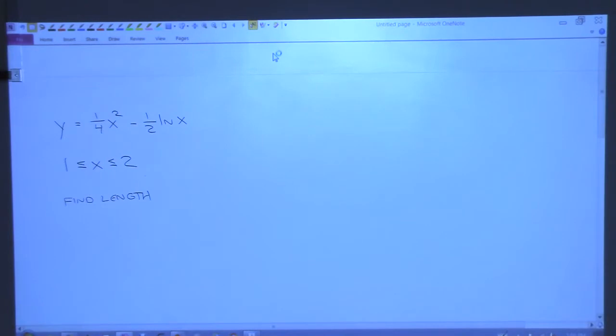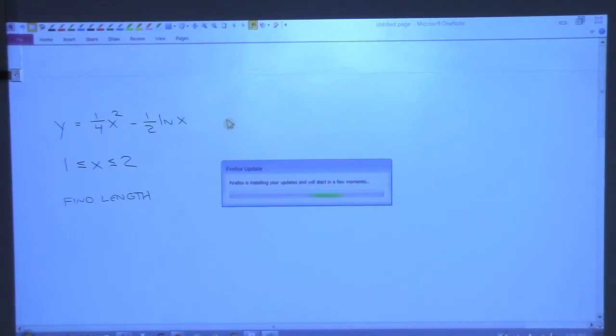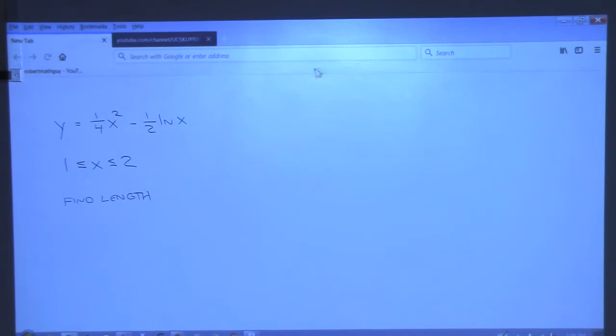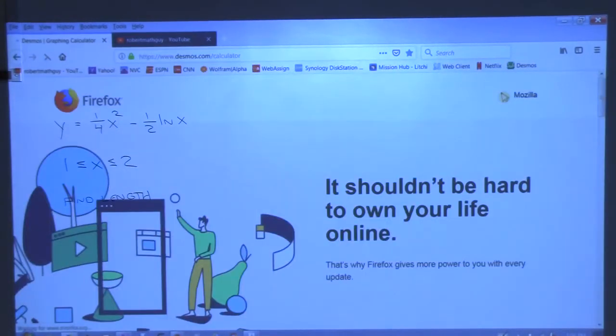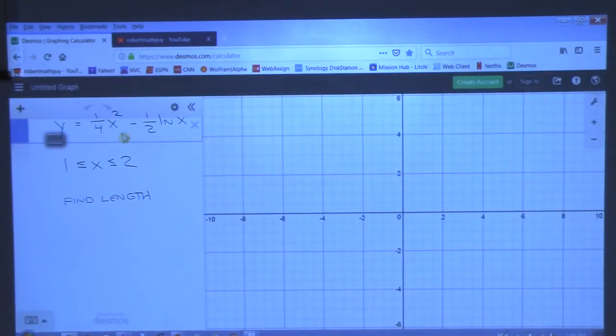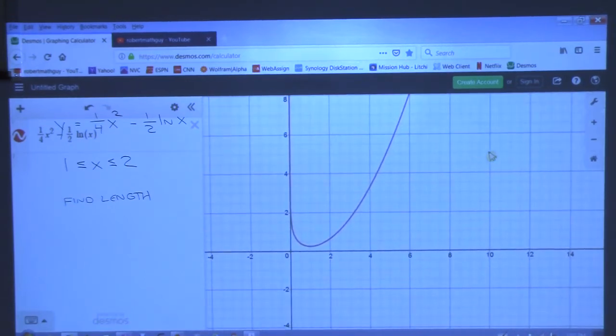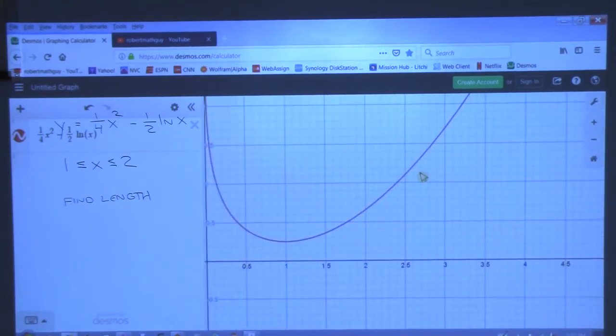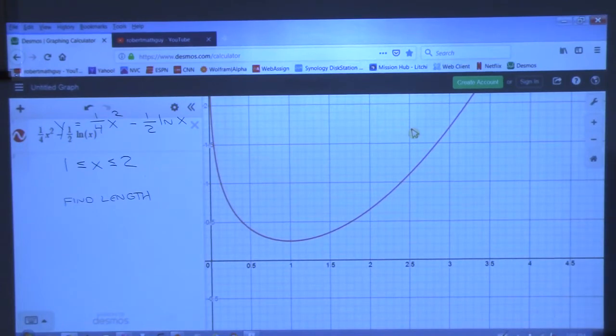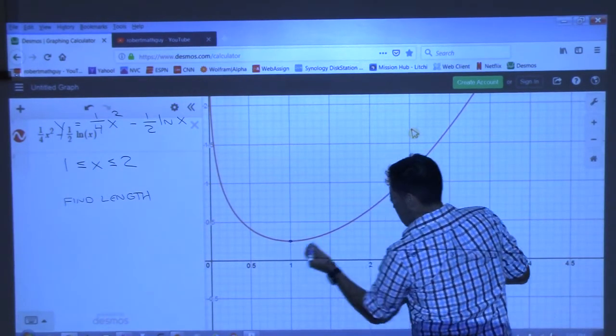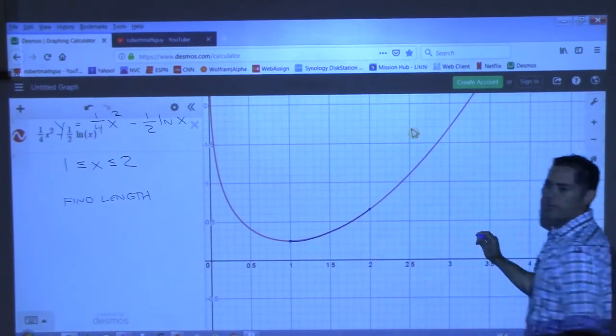So I'm going to graph it just so we can get a visual. We don't need to graph it, but I'm going to. Okay, here we go, Desmos. And we've got 1/4 x squared minus 1/2 natural log x. There we go. And we're looking between 1 and 2? Let me zoom in on this a little bit. So what we're trying to do is find the length of this curve from here to here, that piece right there.